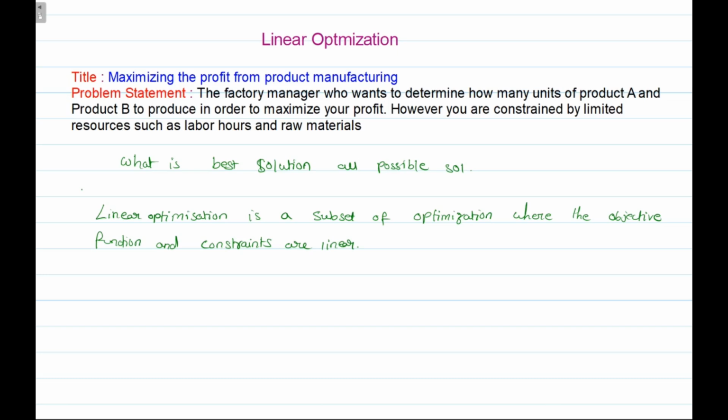So here I am going directly to the problem, that is maximizing the profit from product manufacturing. Look at the problem statement over here. A factory manager wants to determine how many units of product A and product B to produce in order to maximize profit. However, you are constrained by limited resources such as labor hours and raw materials. So let us take the solution.